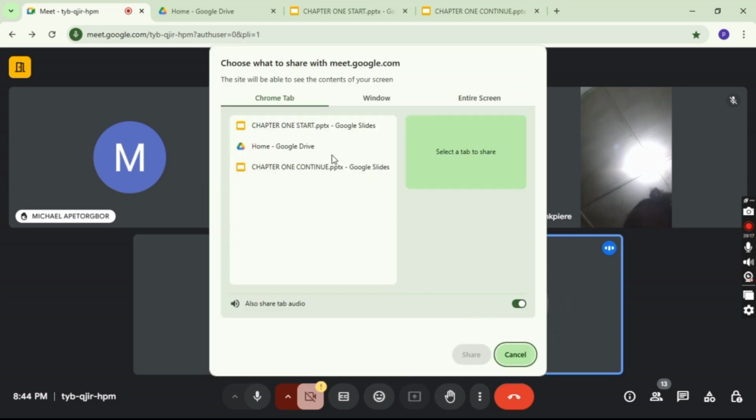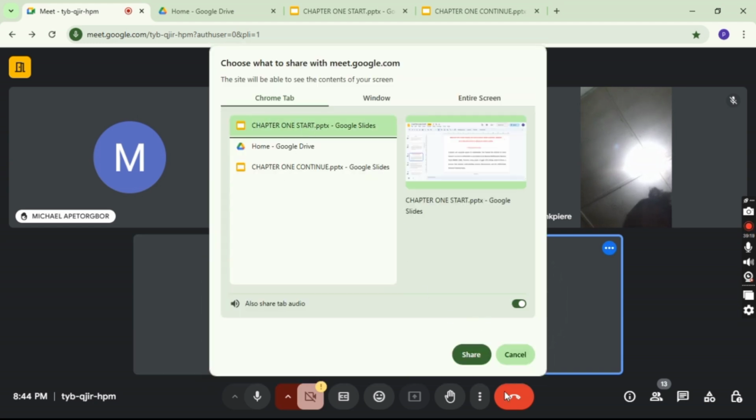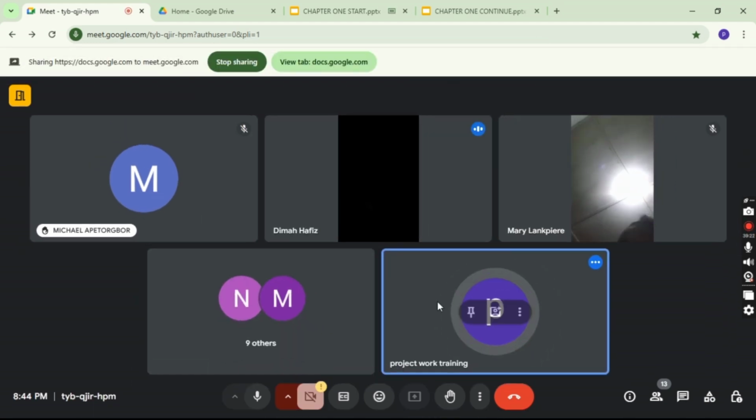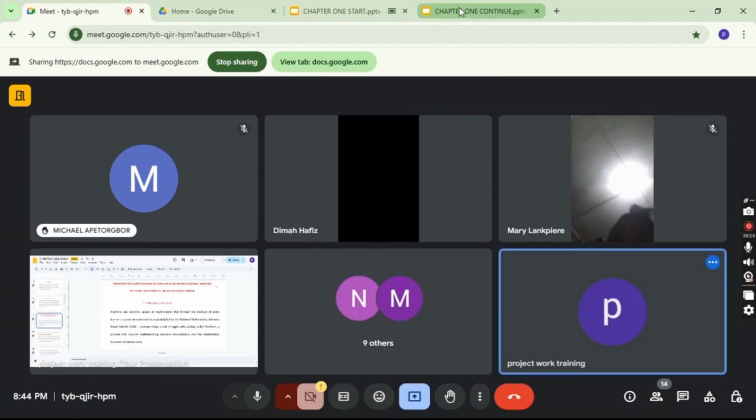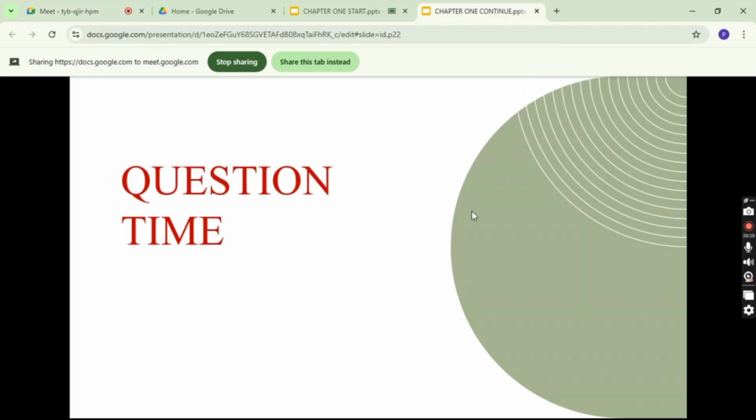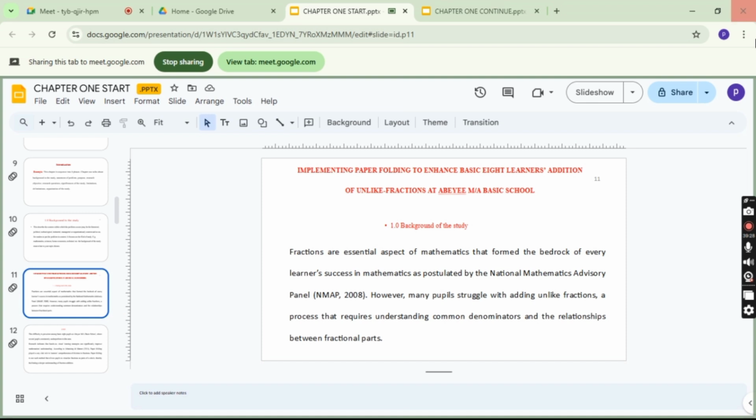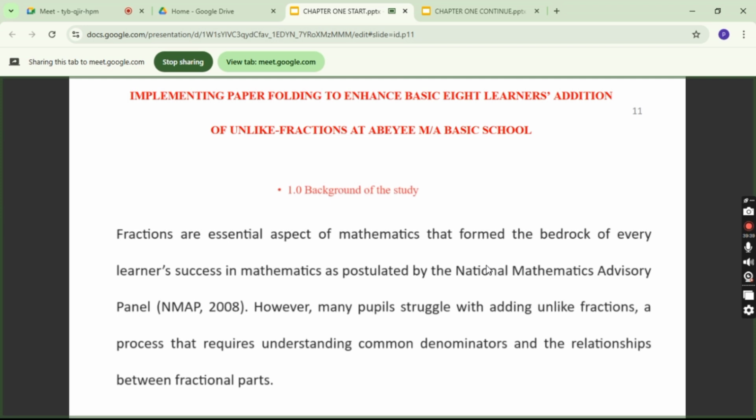So from the previous slides, I said if you are writing the background to the study, specialization aspect that you are dealing with. Okay, so here I started with fraction. Fraction as an essential aspect of numbers. So here I wrote about fraction.